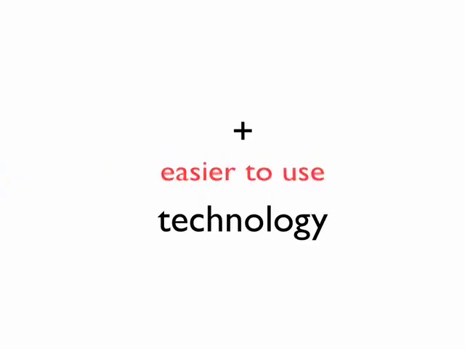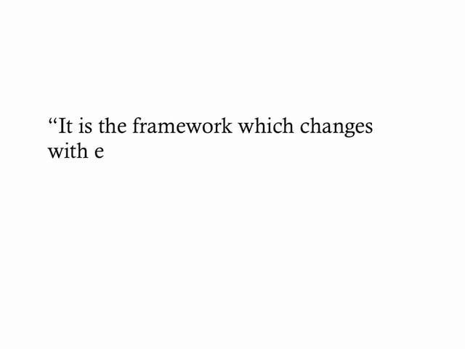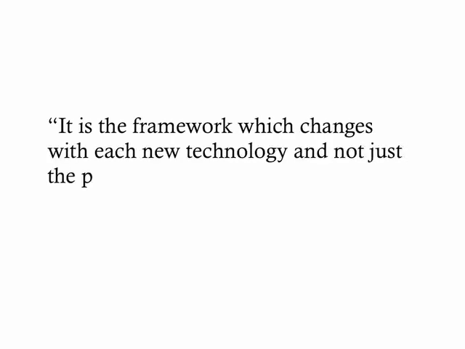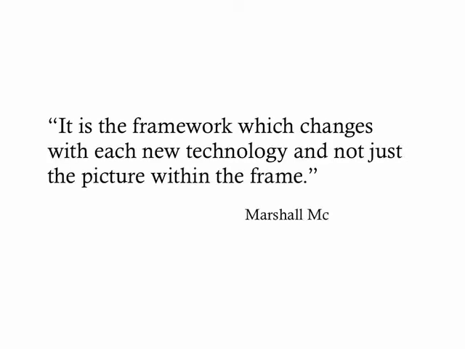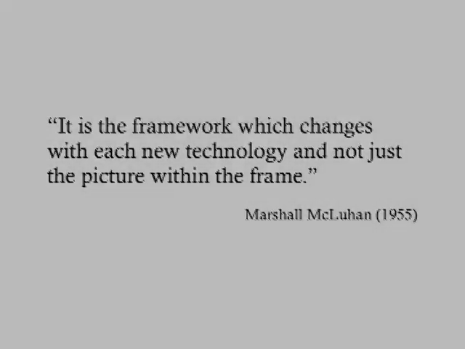UGC accelerators: more disruptive technology that enables more people to produce more quality content faster, cheaper and easier. UGC repressors: copyright control measures are already being tested in an attempt to control UGC. But what is most important to remember about UGC is that it is the framework that changes with each new technology and not just the picture within the frame. Marshall McLuhan, 1955.